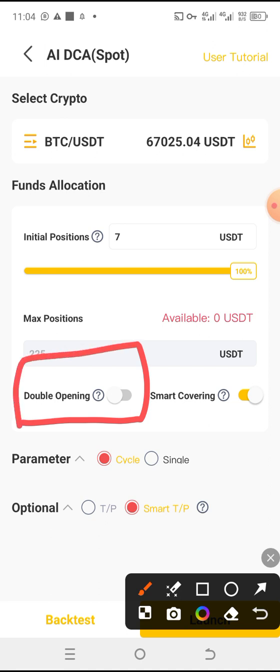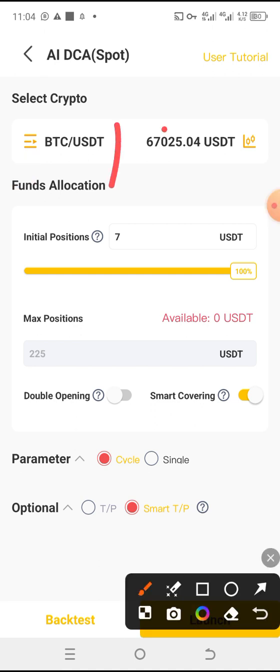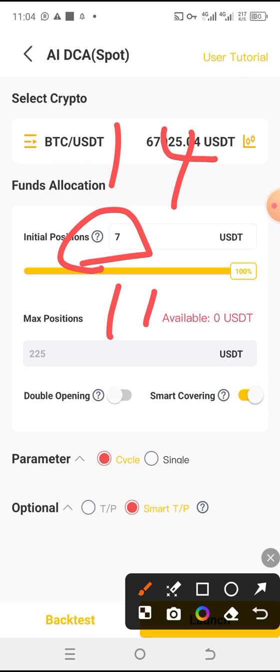Now, the next thing we should be looking into is double opening. To me, double opening is just buying times two of this initial. That means what you intend to buy initially, you buy times two of it. But I don't usually advise this, because instead of buying $7 at the beginning, you will be buying $14. So this will be $14 at the beginning. But the next buy, because you said it should be times two of what you bought initially, and because $7 is what is here, it will also buy $14. So you're still buying the same thing as what you bought earlier.